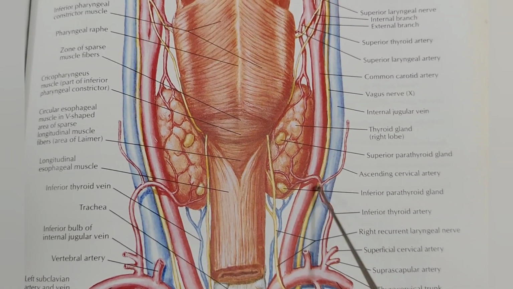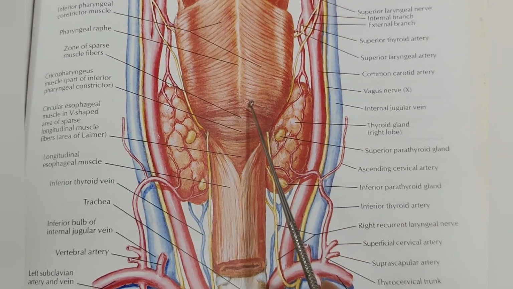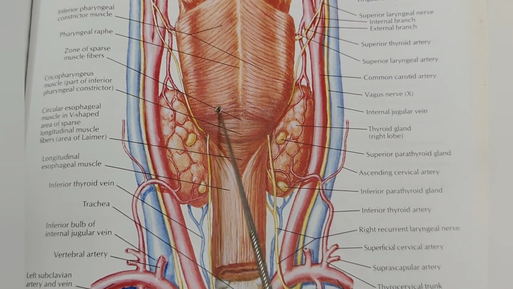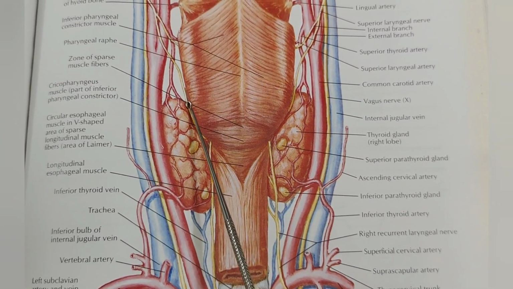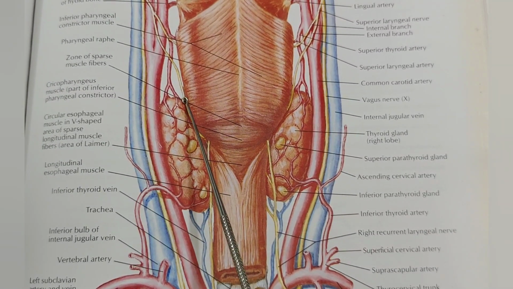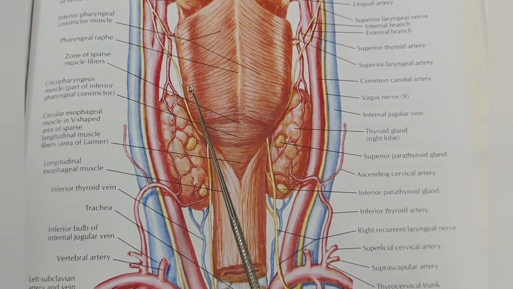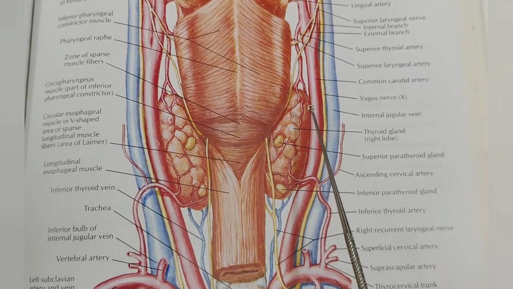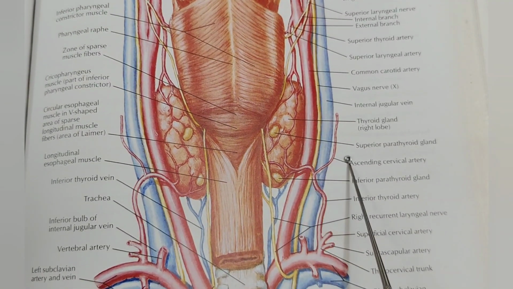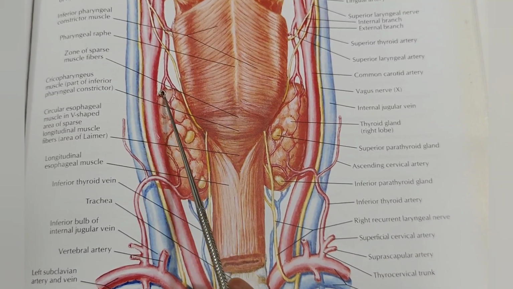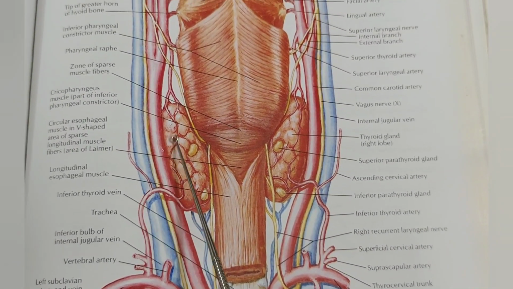Here is the posterior aspect of the neck. Here we see the pharynx and the inferior constrictor muscle that is related with the medial side of the lobe of the thyroid gland. And in the lateral side, we see that this is the carotid sheath, which is related with the thyroid gland.